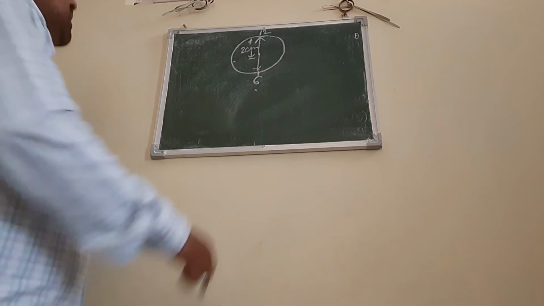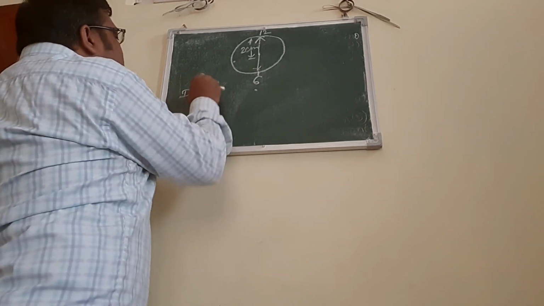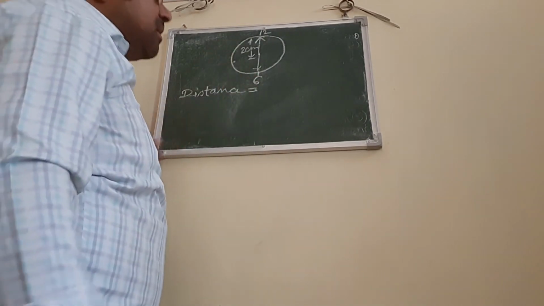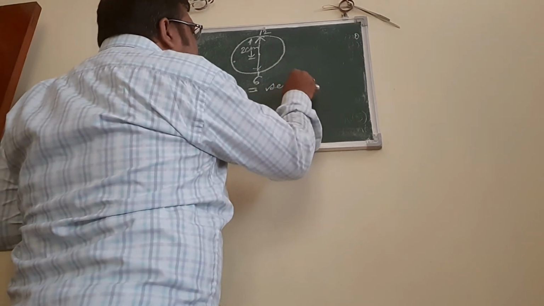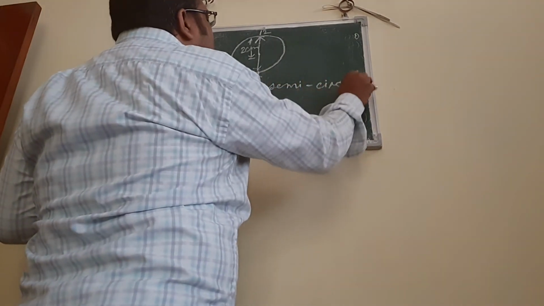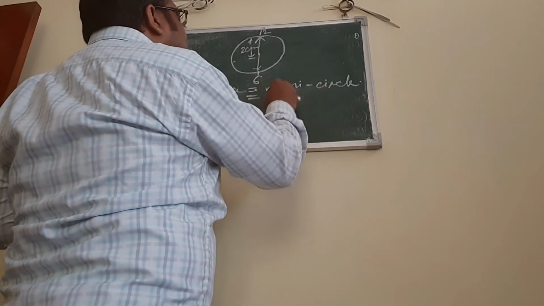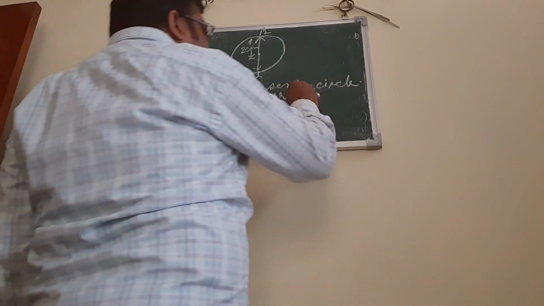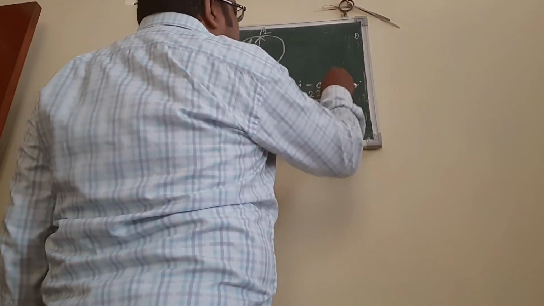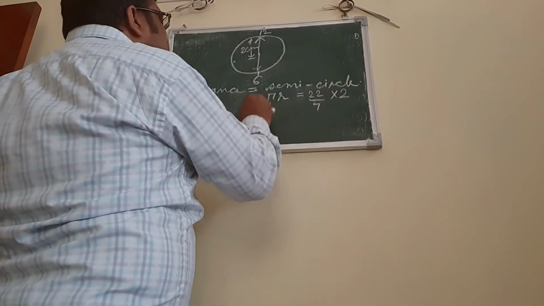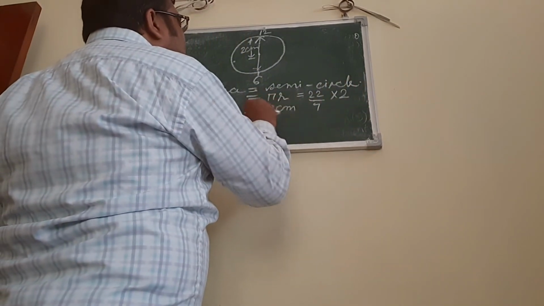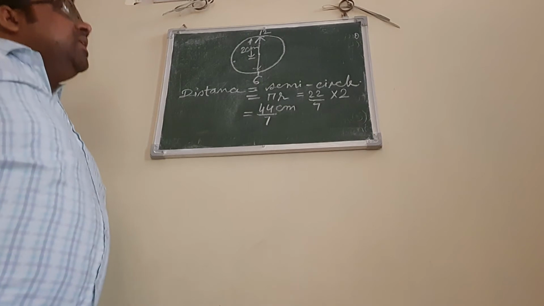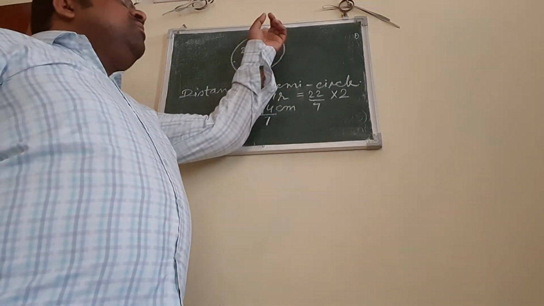So what will be the distance? Distance will be equal to the semicircle, or half circle. So it will be equal to pi r, half of the circumference. The value of pi is 22 by 7 and the radius is given as 2 centimeter. So it is becoming 44 upon 7 centimeter. So this is the distance moved by the minute hand when it moves from 12 to 6.